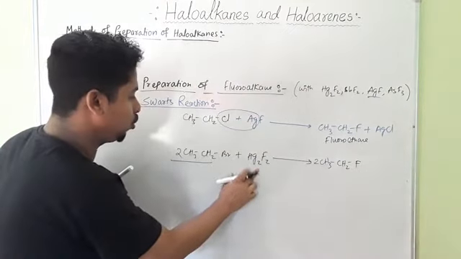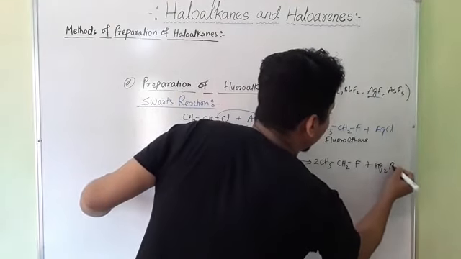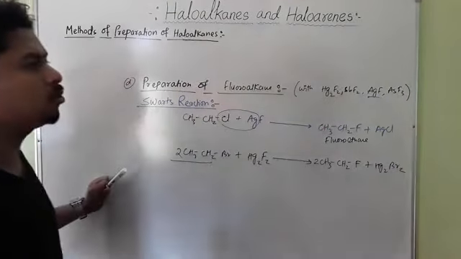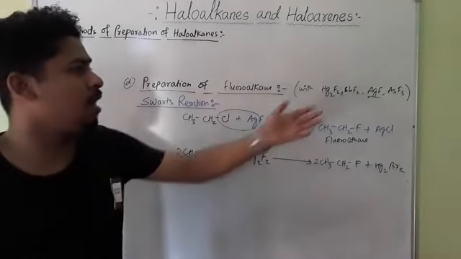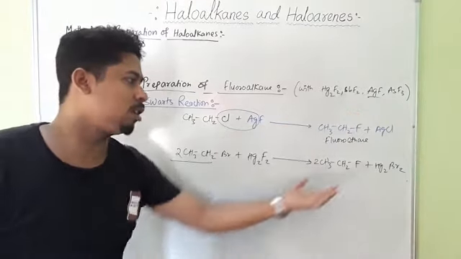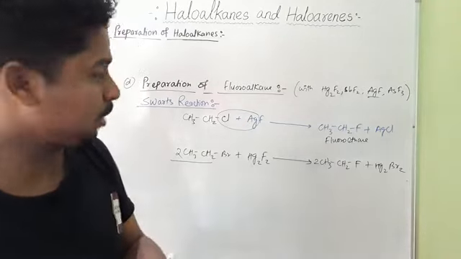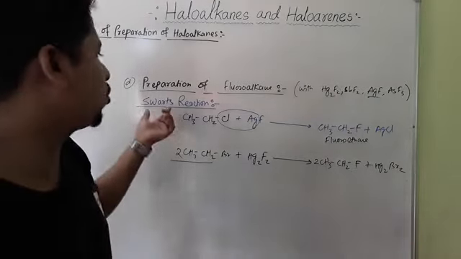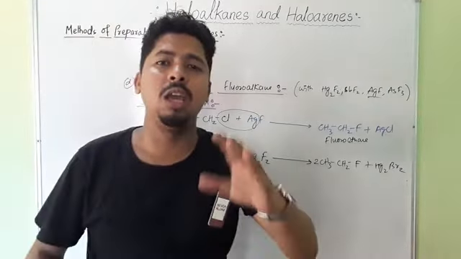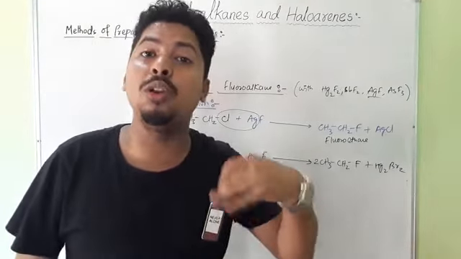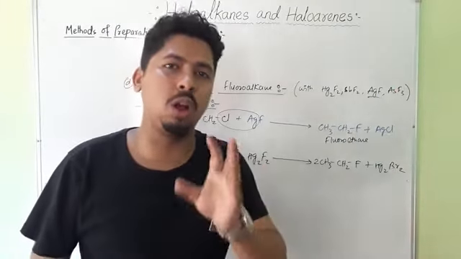plus what we are left with, Hg2Br2. Okay, by taking any other inorganic fluorides, we can also prepare these fluoroalkanes. So this is the method of preparation of fluoroalkane, and this reaction is called Schwarz reaction. What is Schwarz reaction? In Schwarz reaction, when these chloro or bromoalkanes are treated with inorganic fluorides, it produces the corresponding fluoroalkane, and this reaction is called Schwarz reaction.